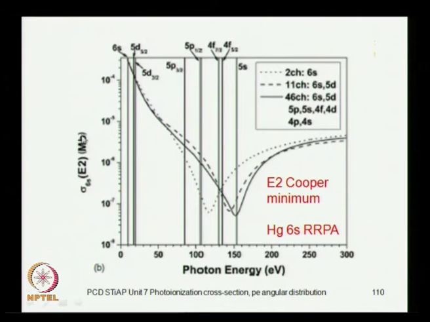Here the cross sections are extremely small. This is like 10 to the minus 5, on a logarithmic scale. So this is 10 to the minus 5 megabarns, this is 10 to the minus 6, and these are extremely weak cross sections. Usually they cannot be detected, but their effects can be seen through other measurements like angular distributions of the photoelectrons. So it is nevertheless an important property to investigate.